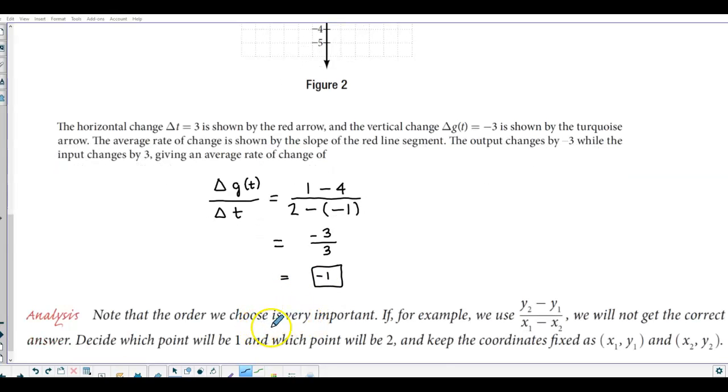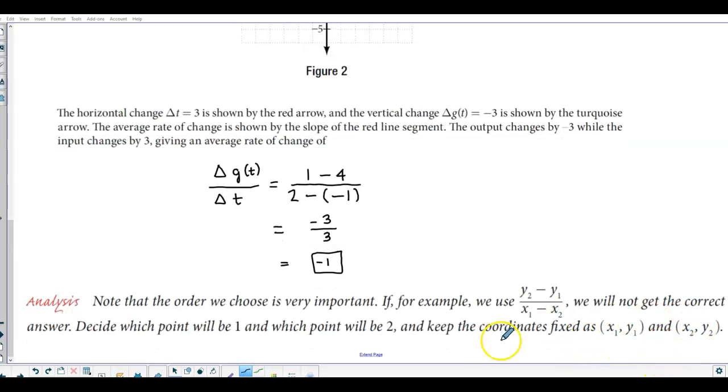Now note that the order we choose is very important. If, for example, we use y2 minus y1 over x1 minus x2, we will not get the correct answer. Decide which point will be 1 and which point will be 2, and keep the coordinates fixed as x1, y1, and x2, y2.